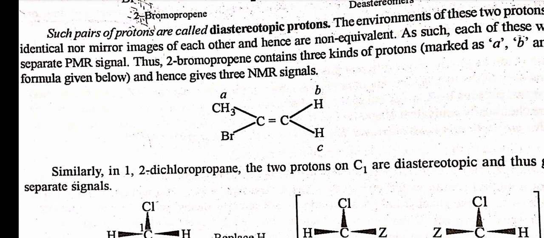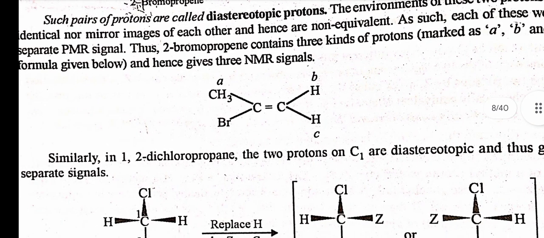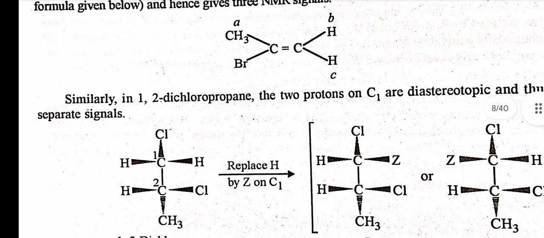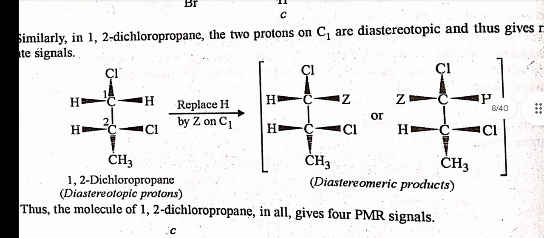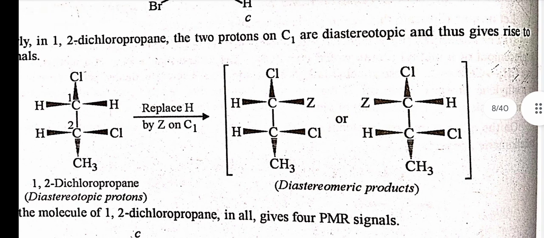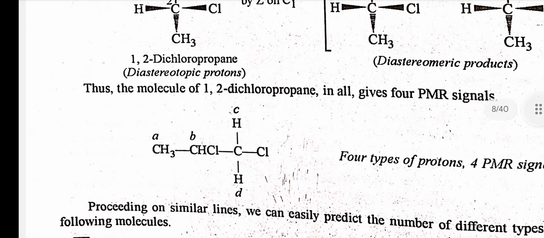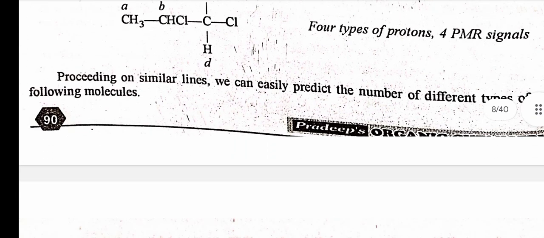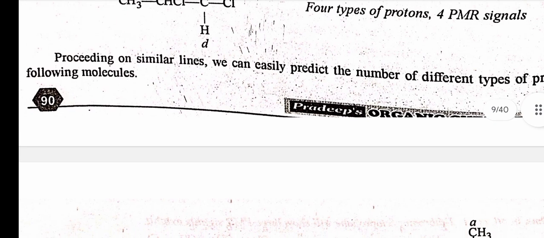Thus, 2-bromopropene contains three kinds of protons A, B and C in the formula given below and hence gives three NMR signals. Similarly, in 1,2-dichloropropane, the two protons on C1 are diastereotopic and thus give rise to separate signals. Thus, the molecule of 1,2-dichloropropane gives 4 PMR signals. Proceeding on similar lines, we can easily predict the number of different types of protons present in the following molecules.